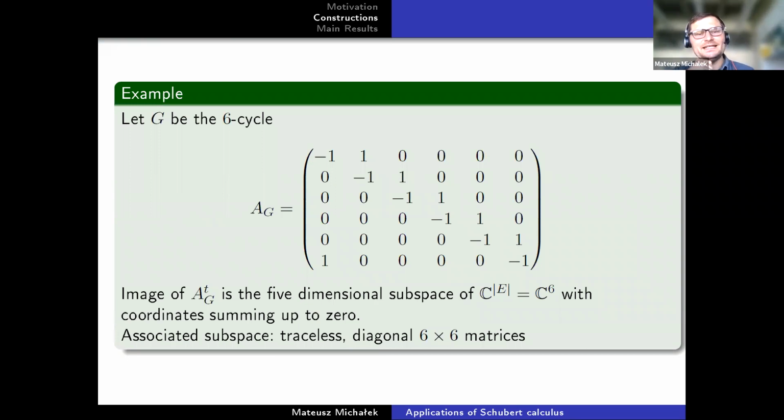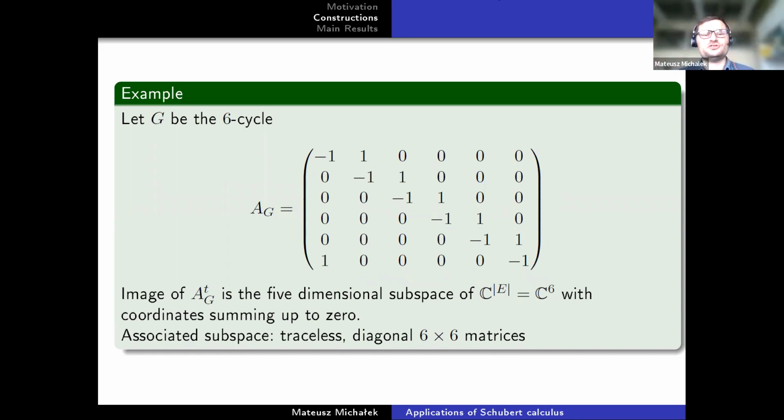So I take a 6-cycle. The first adjacency matrix is absolutely not a diagonal matrix. It looks something like this. Is this fine? Yeah, this is not a diagonal matrix. Okay, and now I take its row span. So this is a subspace of C^6. It's still nothing to do with diagonal matrices. It's a subspace.